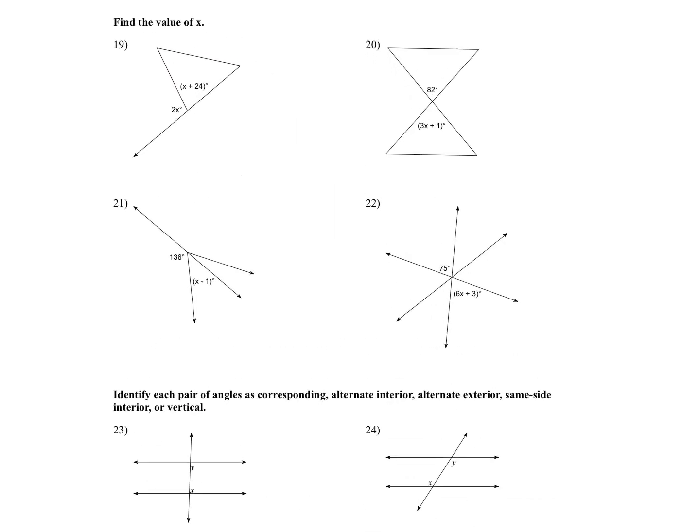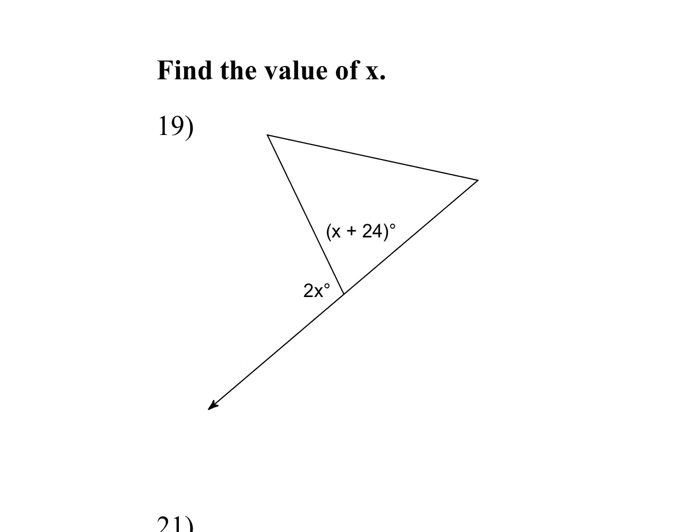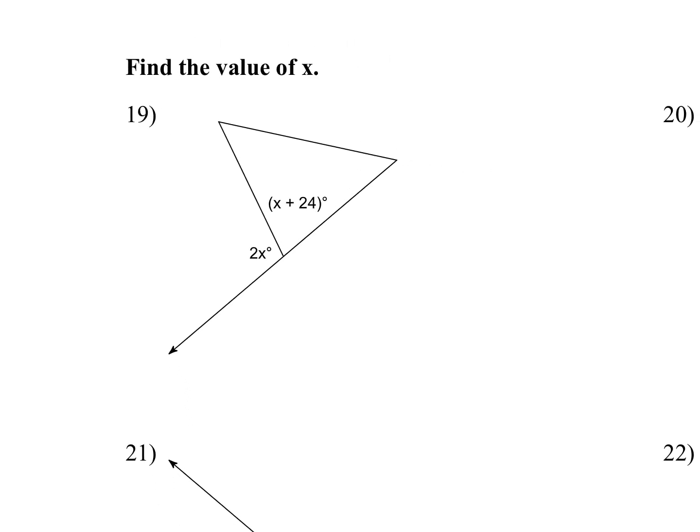Questions on the second page. We're going through 22 today. On 19, we still are working with the right angle or a straight angle. What do we notice about 19? It gives us this angle and this angle. There's x's, okay? 2x equals x plus 24.